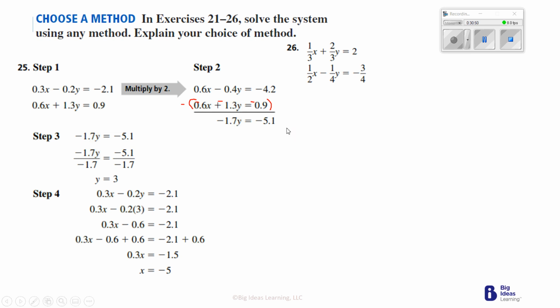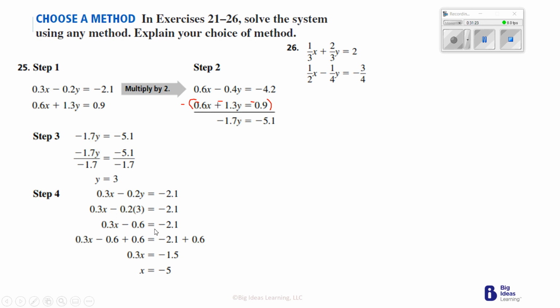All right. Next, once they've got -1.7y equals -5.1, they realized that they had to divide -1.7 away from both sides. And -5.1 divided by -1.7 is 3. Now they're going to plug in y into their first problem, and -0.2 times 3 gives a -0.6.